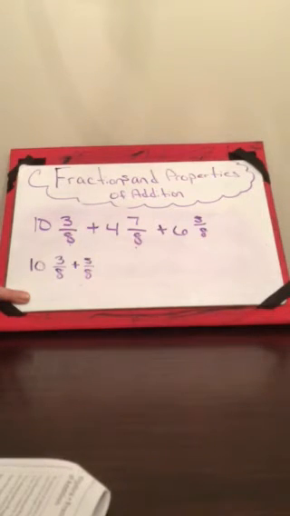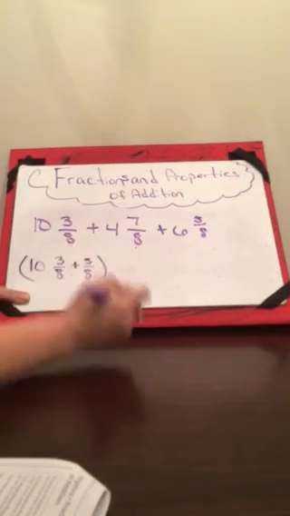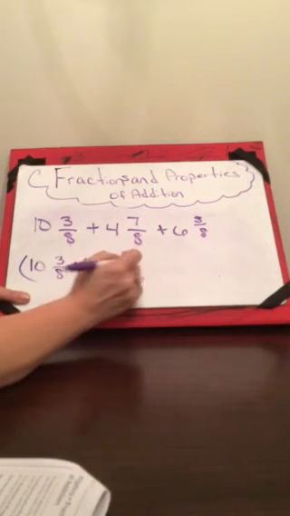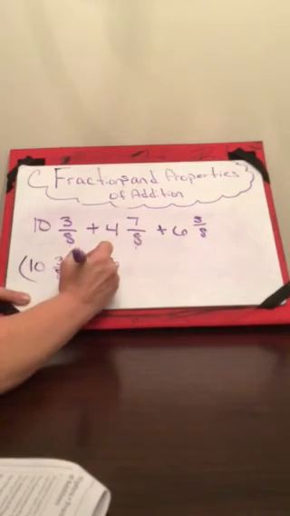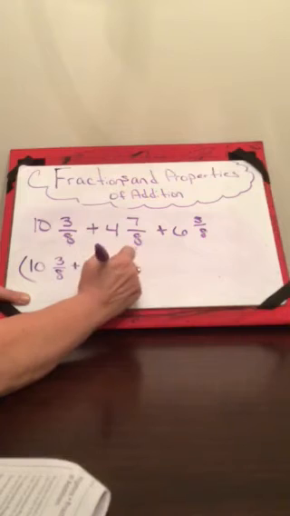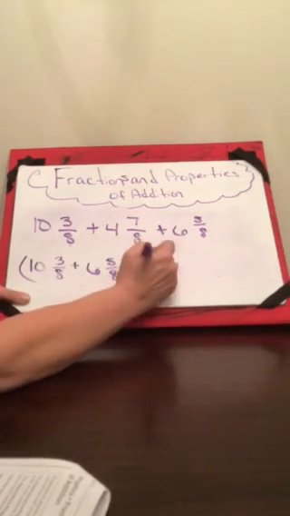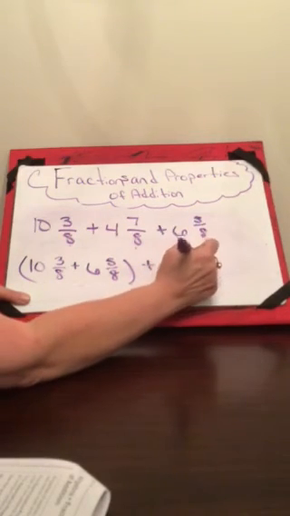Now I'm going to use the associative property to go ahead and group that, 10 and 3/8. And I'm going to put my, let's see, I've got 10, oh, I forgot my 6. Sorry, guys. 6 wholes and 5/8. I want you to make sure y'all are paying attention. Okay, and then I'm going to add 4 and 7/8 here.